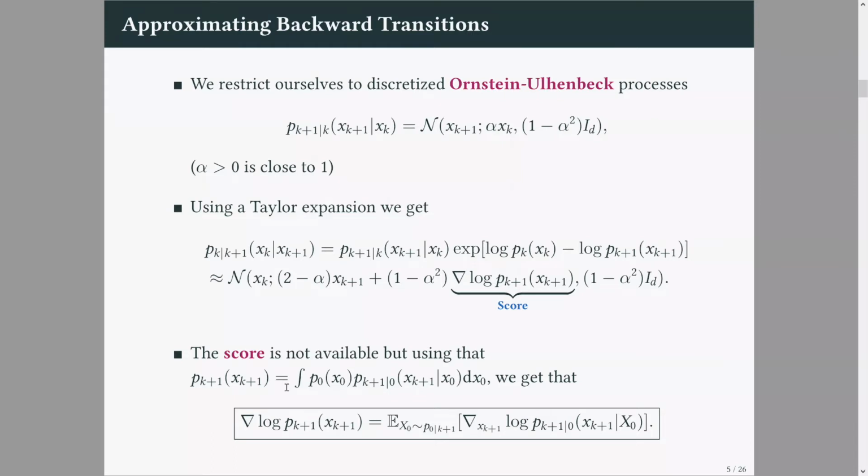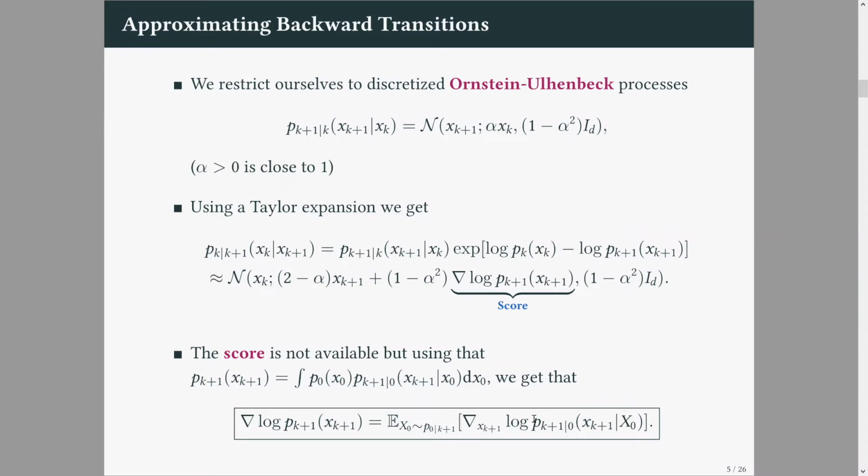So now, after elementary calculation, using this Chapman-Kolmogorov equation, you can prove that the score of interest is given by the expectation of the gradient of the log transition. And this is the expectation with respect to the posterior distribution of x_0 given x_{k+1}. So this is the expectation of a quantity you know. You can compute the gradient of the log transition analytically, but the expectation with respect to this measure is not tractable, because this is the conditional distribution of x_0 given x_{k+1}. You only have access to some samples of x_0. You basically cannot sample from x_0 given x_{k+1} exactly.